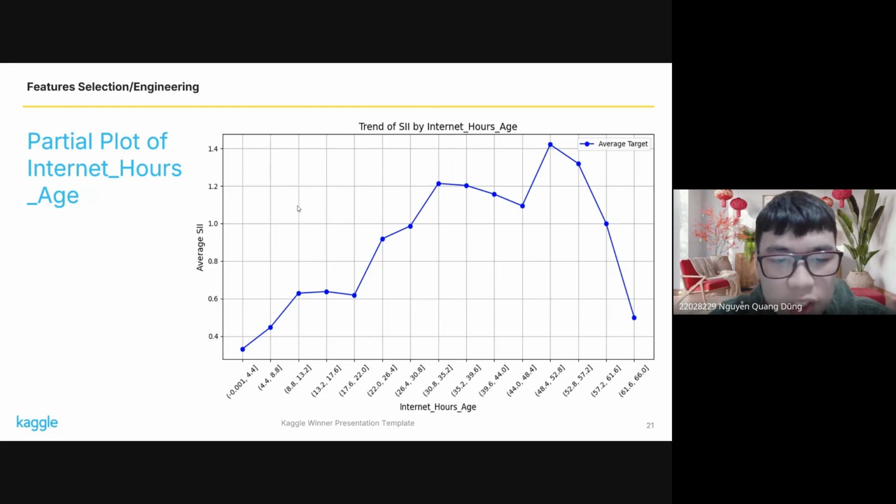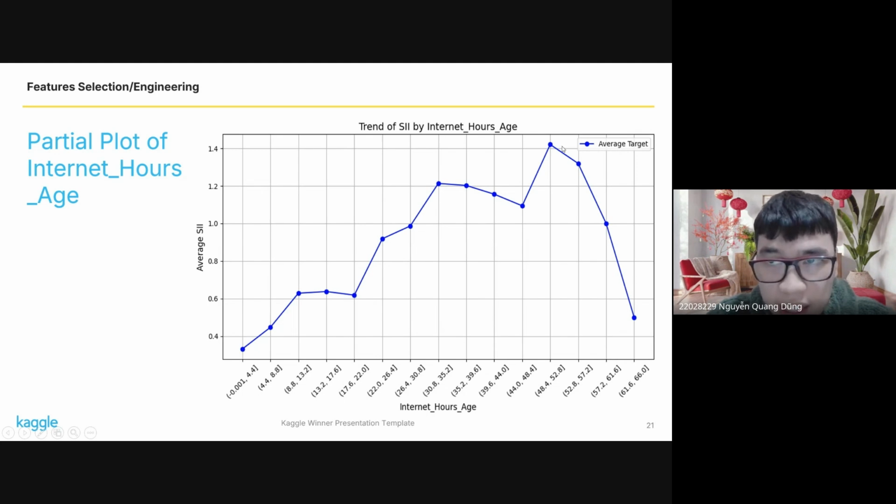Next is the plot showing the relationship between internet hour age and the SII. Internet hour age is a combination of internet hour use and the age feature. So the line starts by increasing, indicating that as internet usage hours and age rise, the SII values tend to go up as well. In other words, problematic internet use tends to occur when you are older and use more internet daily.